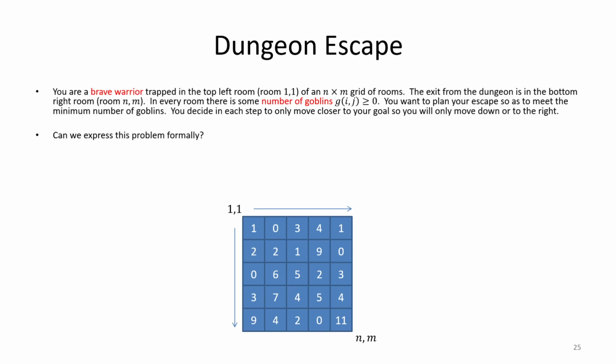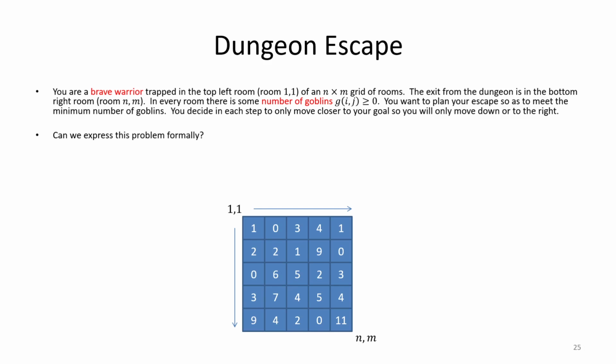You want to escape to meet the minimum number of goblins. So you're going to have to fight these goblins on your way out. You want to meet the minimum number on your way out to make it as easy as possible. To make things a little bit easier, here's where the simplifying assumptions come in. We're only going to move closer to our goal in each step, meaning we're either only going to move to the right or we're going to move down.